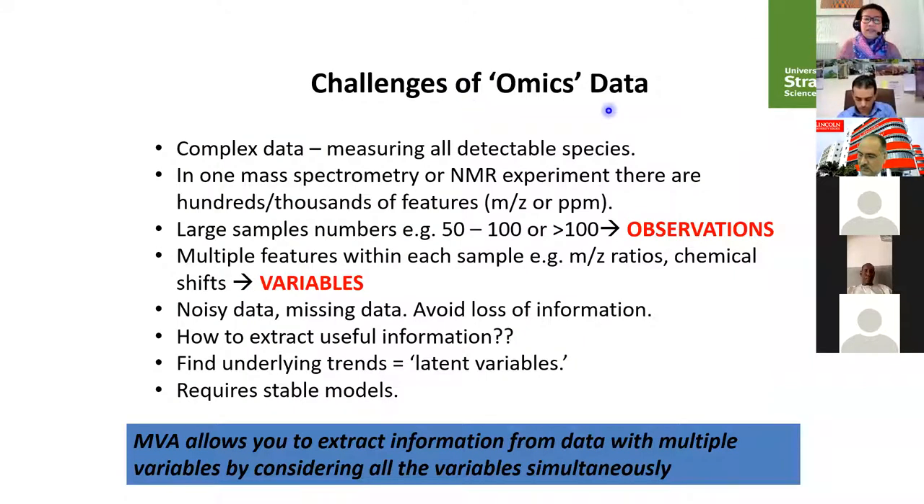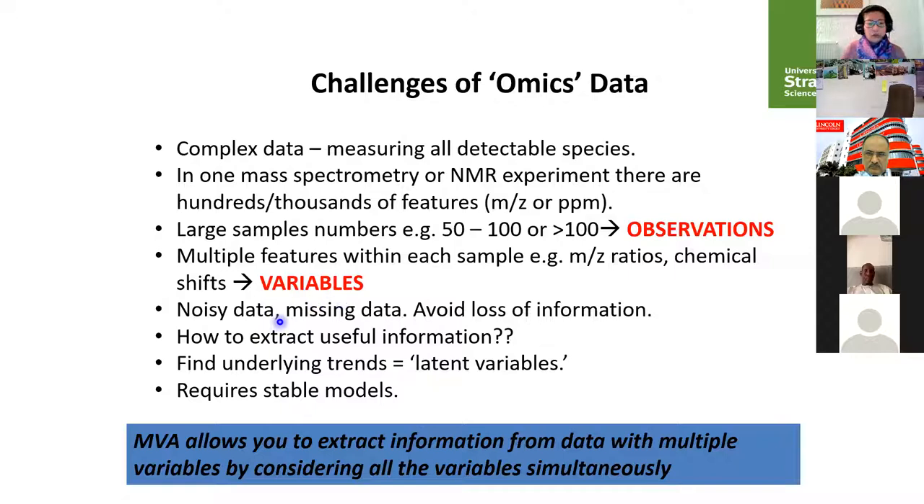So, the challenges of omics data. The first challenge we had was that, of course, you have to expect a complex set of data if you're using two platforms. In mass spectrometry and NMR experiments, you could get hundreds or thousands of features. For mass spectrometry, that's the mass over charge ratio; in NMR, you've got the chemical shifts. We usually need to deal with a large number of samples, 50 to 100 or even greater than 100, and these are called observations. Each observation could give you multiple features. So just imagine if you're already dealing with 100 samples and you get multiple features for each observation, then you are dealing with thousands of features, represented by their mass over charge ratio or chemical shifts. And these are called variables.